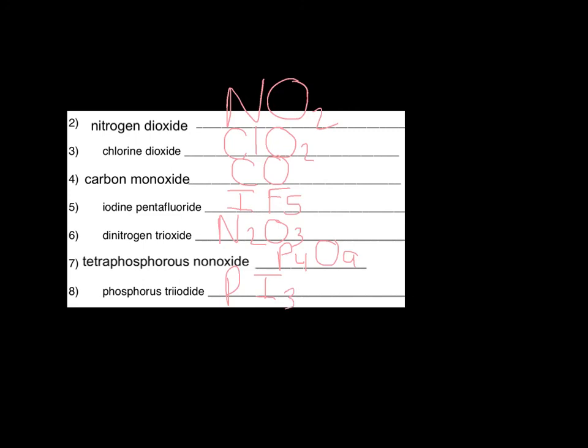So again, go through them. NO2, ClO2, CO, IF5, N2O3, P4O9, PI3. Okay? Now, can we do the reverse? Can we go from just the formula to the actual name itself? That's what we're going to do last.